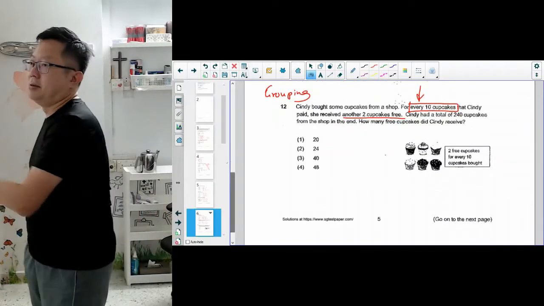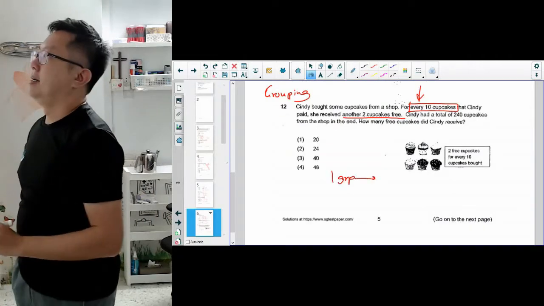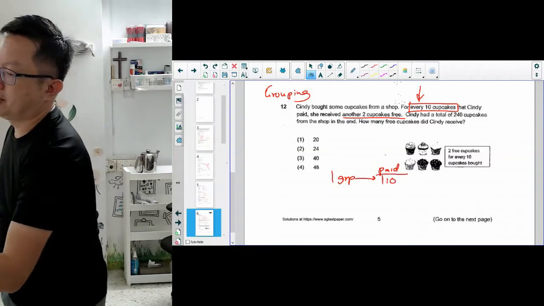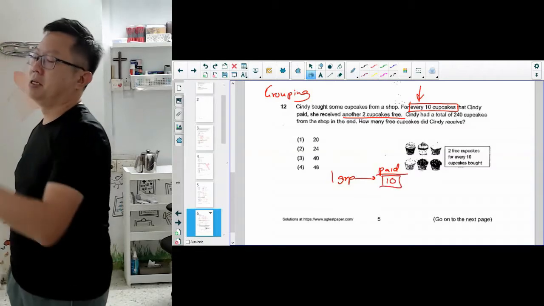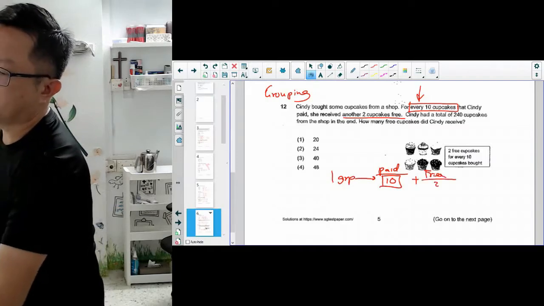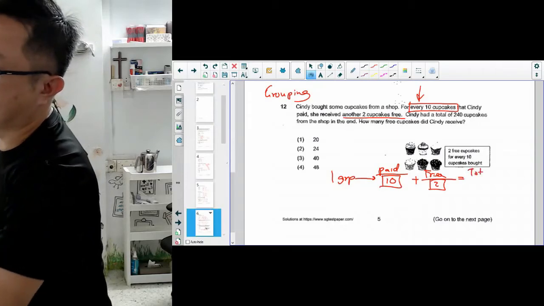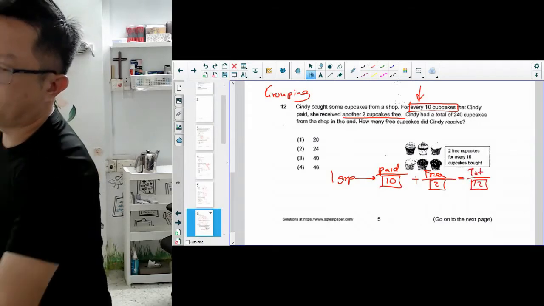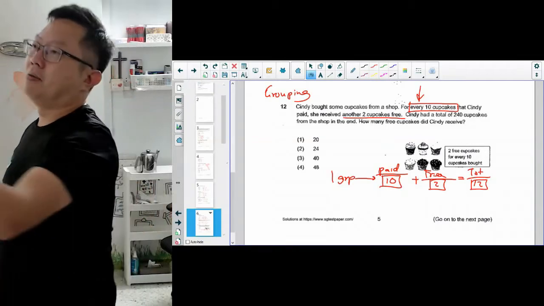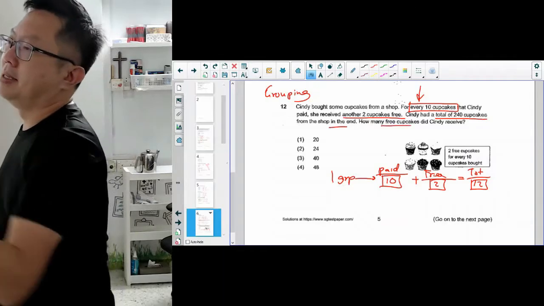So how do I use the method? So I meet one group and pay. Let's label. So Cindy paid for 10 cupcakes, and she will get 2 cupcakes free. So I label 2, right? And the total cupcakes in one group will be 12. So I meet one group, and Cindy had a total of 240 cupcakes in the end. So how many free cupcakes did Cindy receive?